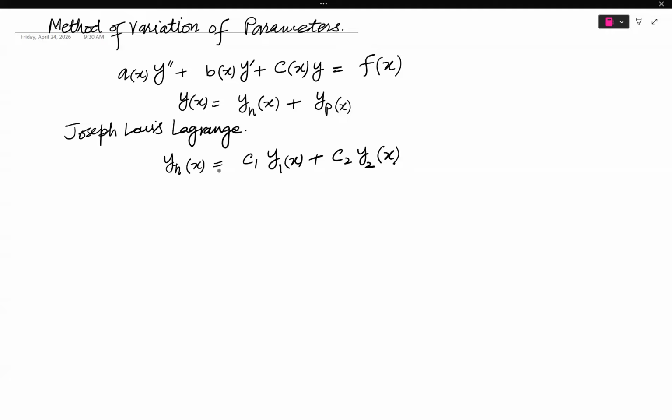Now to write the particular part, we assume that the particular part is going to be a solution which is independent of y1 and y2, the parts of the homogeneous solution. So therefore, it will be some function u1 of x times y1 of x plus u2 of x times y2 of x. This is going to be a candidate solution which will satisfy the non-homogeneous equation.